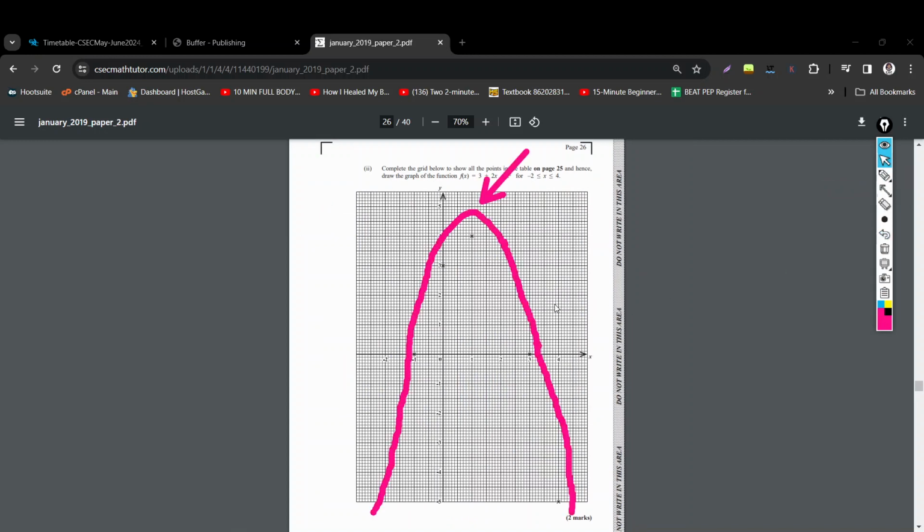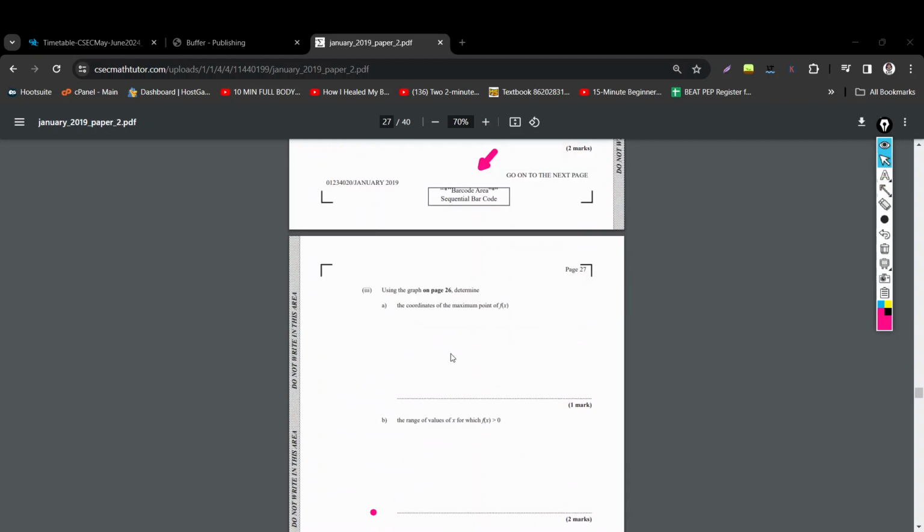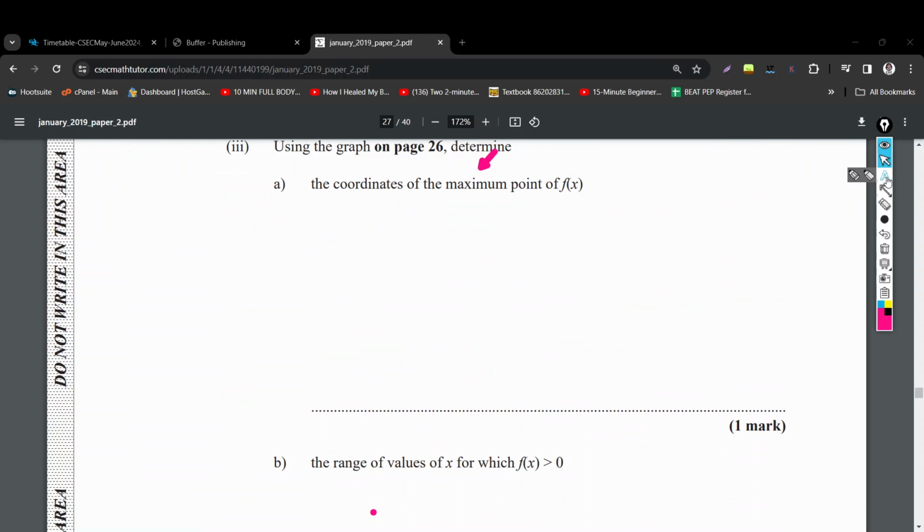The maximum point is right here. Let me rub it out. It's right here at the top where you see 1 on the x-axis and 4 on the y-axis. So the maximum point is going to be 1, comma 4. Right, so 1 comma 4 is the maximum point.